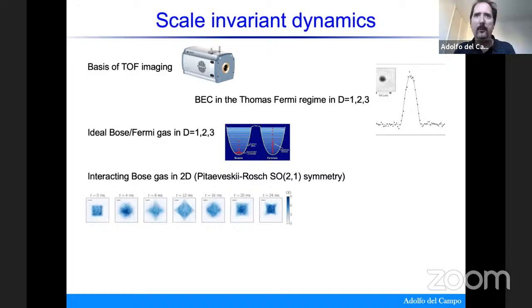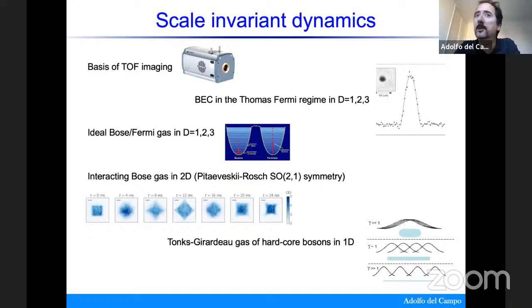And in this context, it's known as the Pitaevskii-Rosch SO(2,1) symmetry, just Pitaevskii-Rosch symmetry. And it's very much used to study the breathing modes of the cloud. Other examples include the Tonks-Girardeau gas, so hardcore bosons in one dimension, where the contact interaction is so strong that they effectively satisfy a Pauli exclusion principle, so they behave like fermions. So this is a regime which has been probed in many experiments to date.